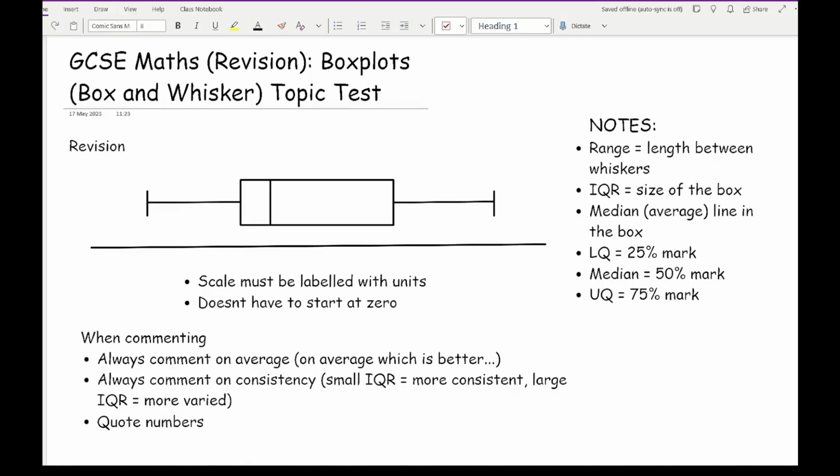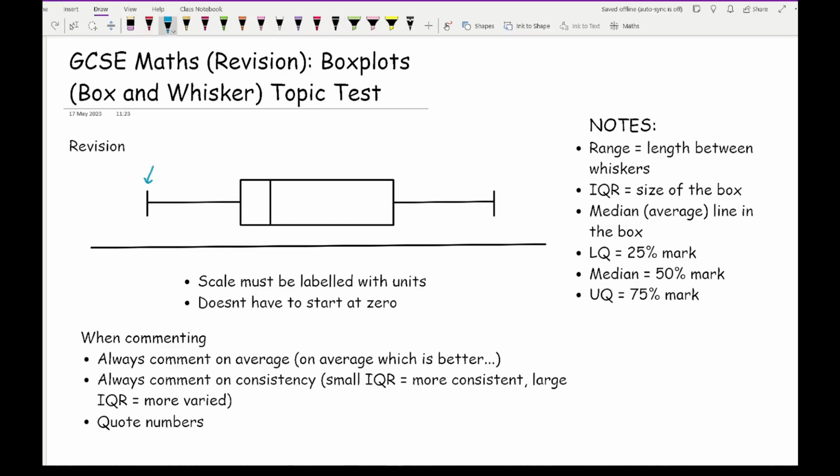Now before we get started working through some past exam questions related to box and whisker or box plots, let's just have a quick overview over some revision notes. Now the key thing, not only do you need to know how to plot a box plot, you also need to know its key features. So just going over what the key principles are.